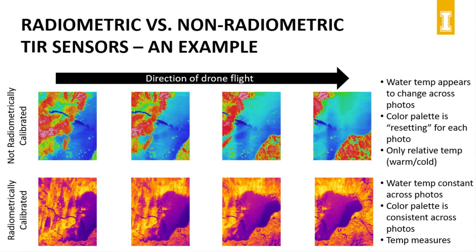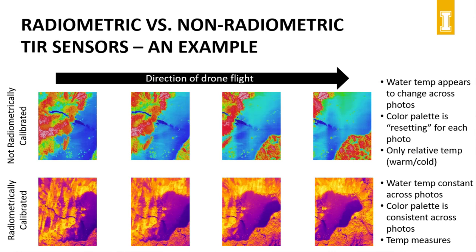The effect of this, as we fly across this beaver pond, is that the temperature of the water appears to change. It appears to get warmer as we move across. And you can imagine that in photogrammetry, when creating an orthomosaic, that's not a desirable property to have.